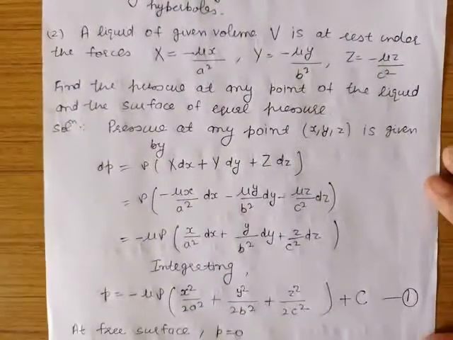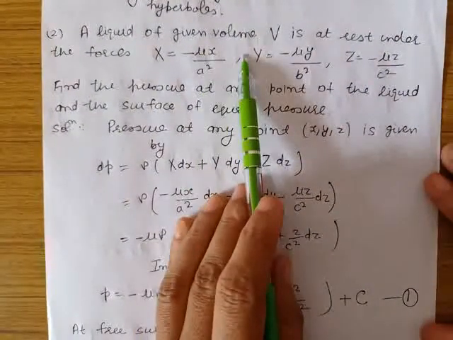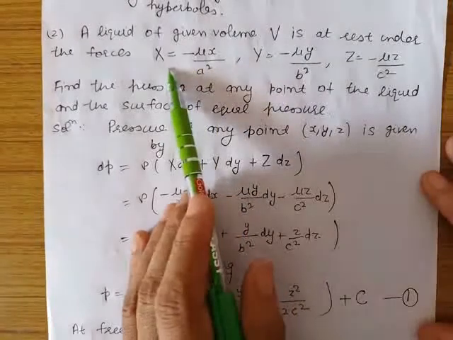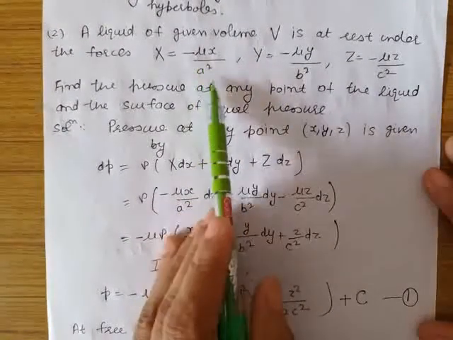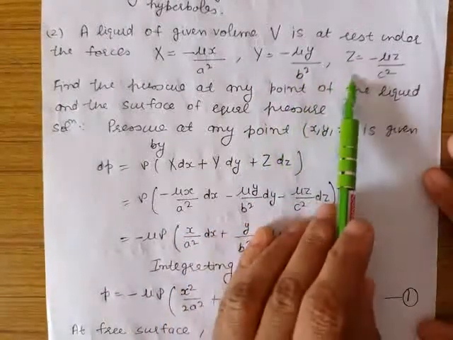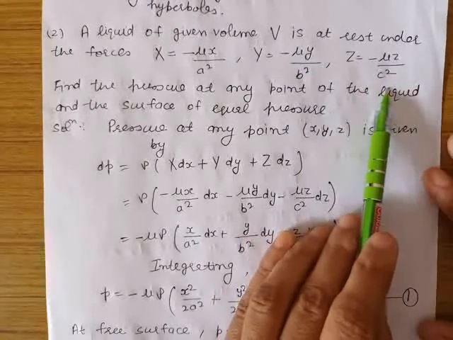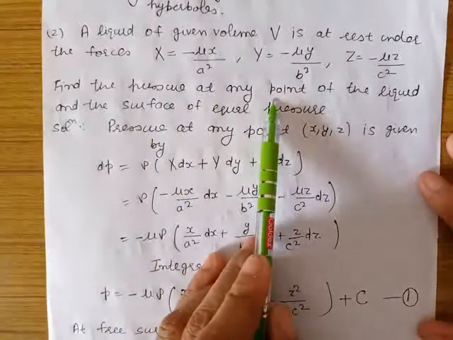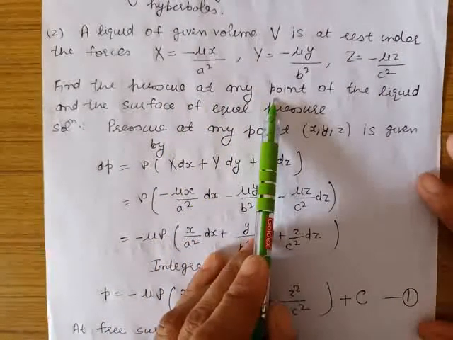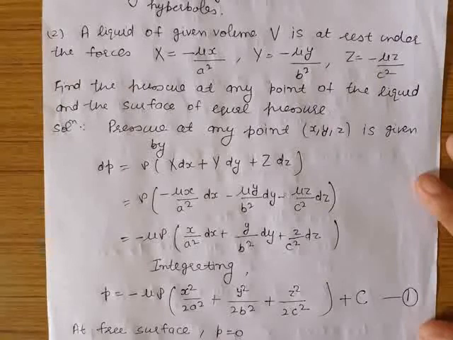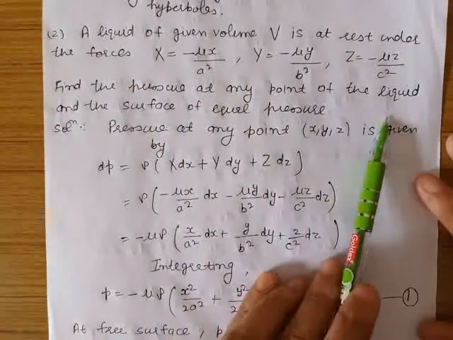Now our next problem is: a liquid of given volume V is at rest under the action of forces X is equal to minus mu x upon a square, Y is equal to minus mu y upon b square, Z is equal to minus mu z upon c square. We are to find the pressure at any point of the liquid and also the surface of equal pressure. So first of all, let us find the pressure at any point of the liquid.